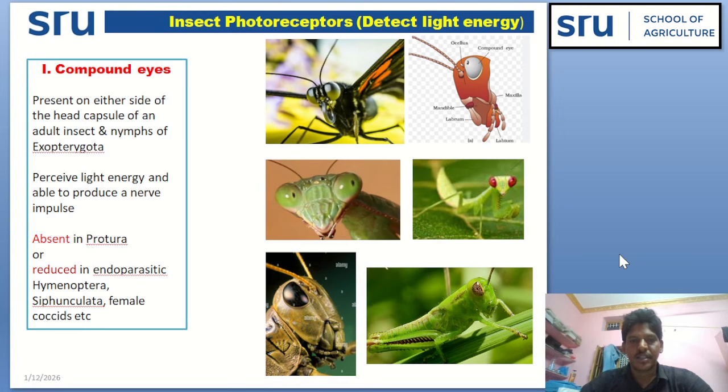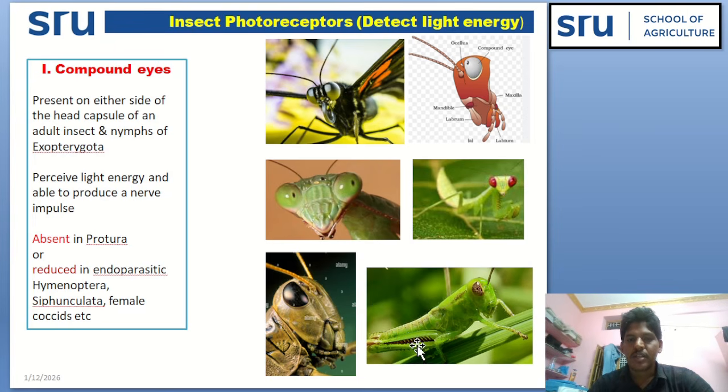In this session, we are discussing insect photoreceptors. They detect light energy and include compound eyes and simple eyes. Let's see first about compound eyes. See here, these are the compound eyes. This is the compound eye and this is the compound eye.